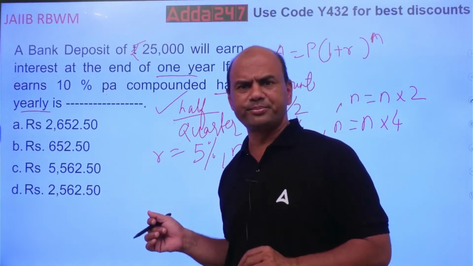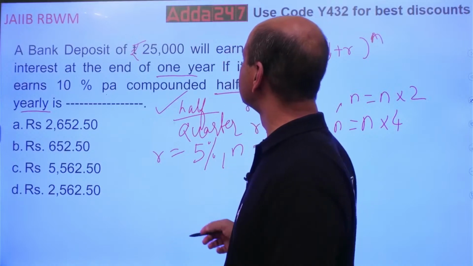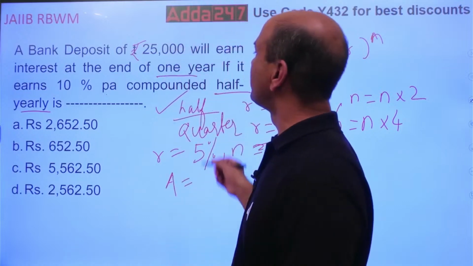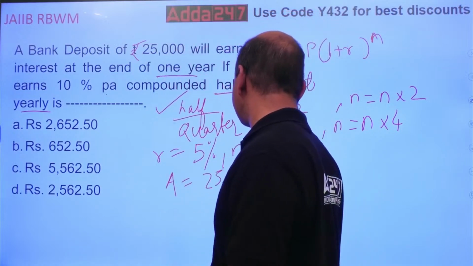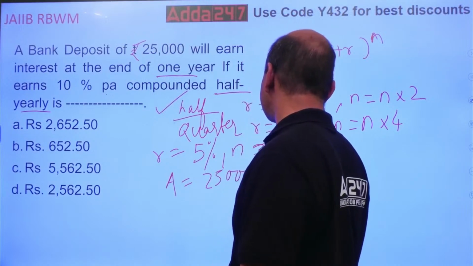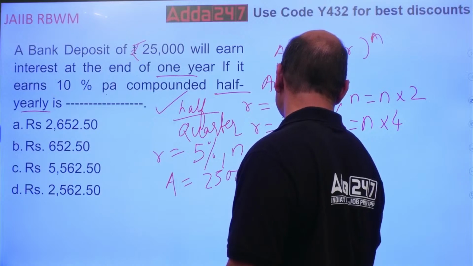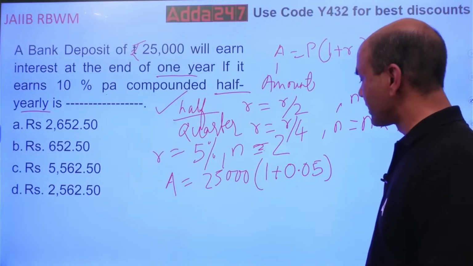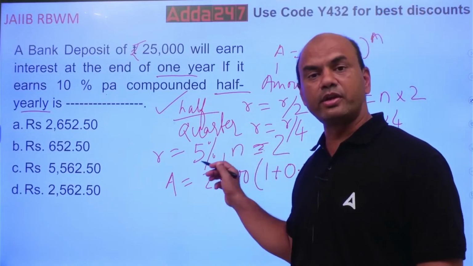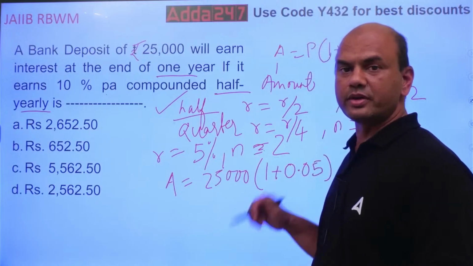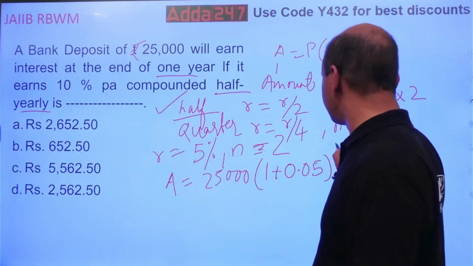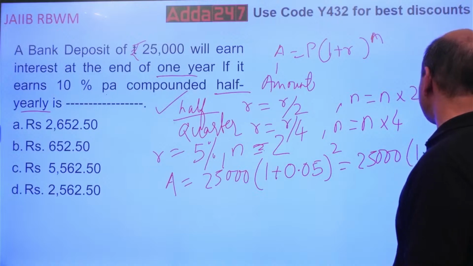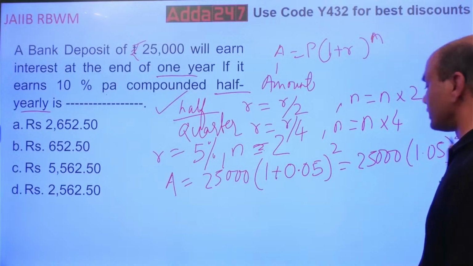Now use the formula. A equals P, which is 25,000, into 1 plus R. R is 0.05. How did I get 0.05? Because 5% means 5 divided by 100, so 0.05. Raised to N, and N is 2. So it will be 25,000 into 1.05 raised to 2. Now solve this, everyone.